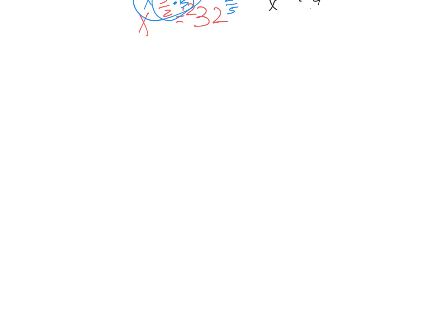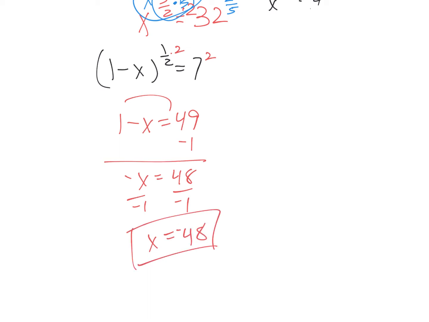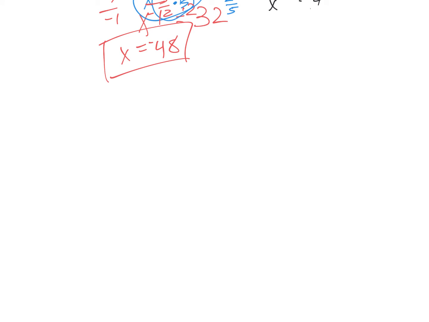Let's look at if I gave you 1 minus x to the 1/2 equals 7. Well, I can raise both sides to the power of 2, and this cancels this out. So this is 1 minus x equals 49. Subtract the 1 over, so I get negative x equals 48. Divide by negative 1, and so x equals negative 48. Okay, so let's do one more.